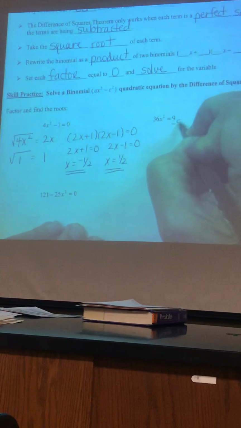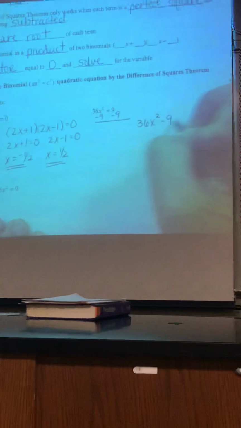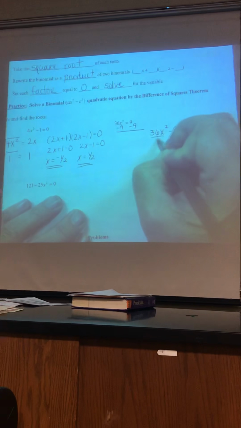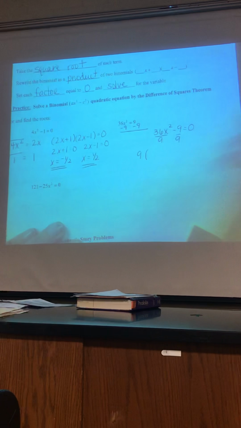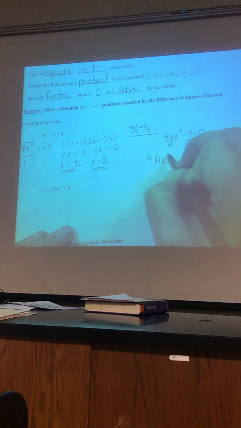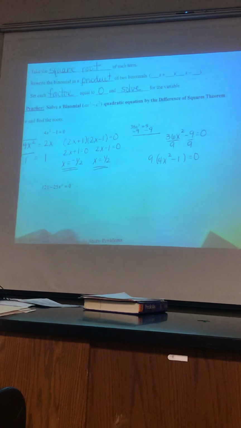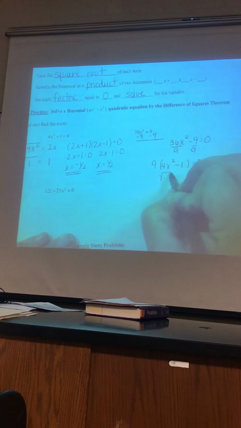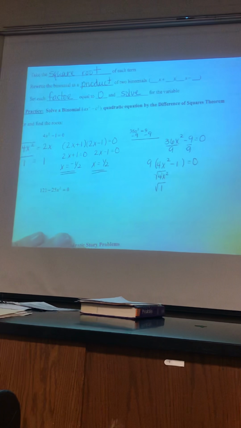So I'm going to move my 9 to get all my terms on one side. I'm going to realize that I can divide each of these by 9. So I'm going to divide the 9 out as a GCF. Looking at the previous problem, I know that the square root of 4x squared and the square root of 1 are perfect squares.